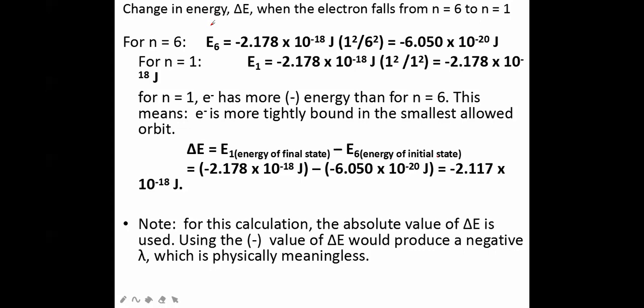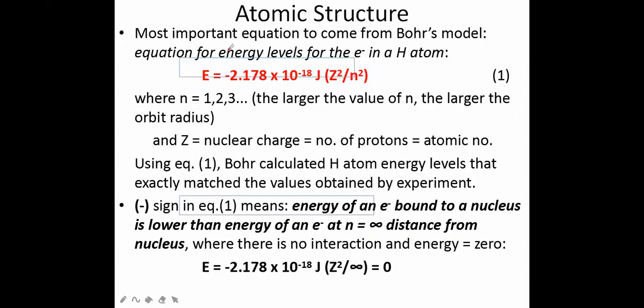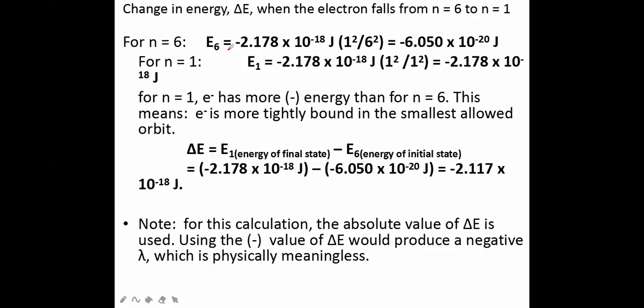So here we're using the hydrogen atom. The formula is given on the previous slide. E is equal to negative 2.178 times 10 to the power negative 18 joules multiplied by atomic number squared over energy level squared. Here the energy level is 6, so we square that and we find negative 6.050 times.